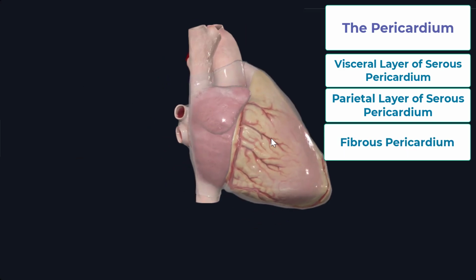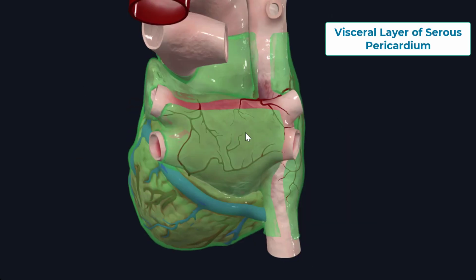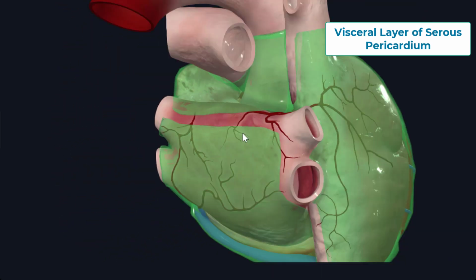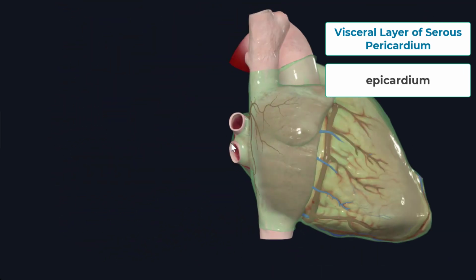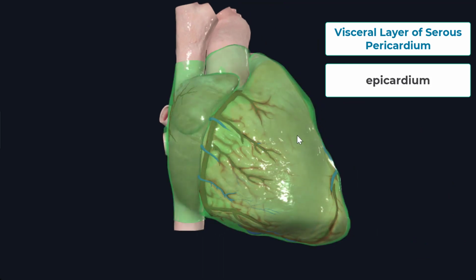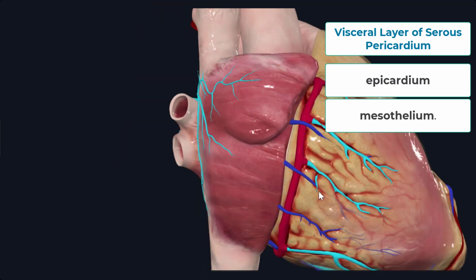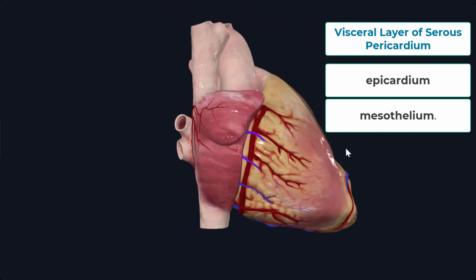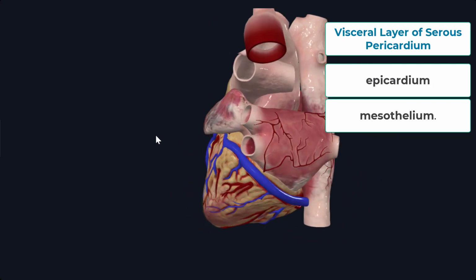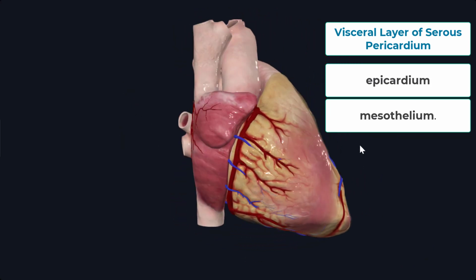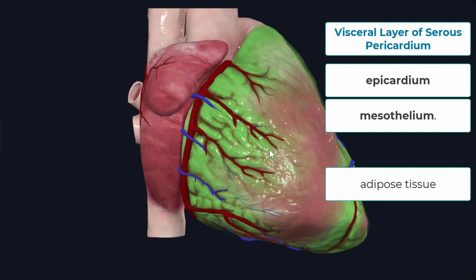and the fibrous pericardium. The visceral layer of serous pericardium is known histologically as the epicardium and consists of a layer of simple squamous epithelium called mesothelium. Beneath the mesothelium, coronary arteries, coronary veins, and the nerves travel along the surface of the heart in a thin collagen bed. Adipose tissue is also present.